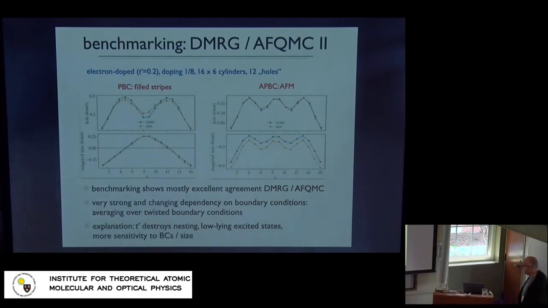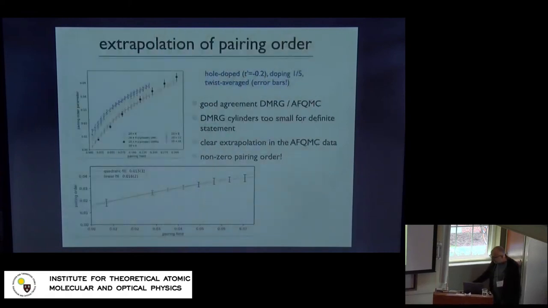This is why one has to be careful about that. And that basically explains also a little bit what you see on this slide here. This is for doping 1/5, hole doped, t' = -0.2. And what you see here is, let's take the red curve and the black one, the response of the pairing order parameter to an external pairing field.